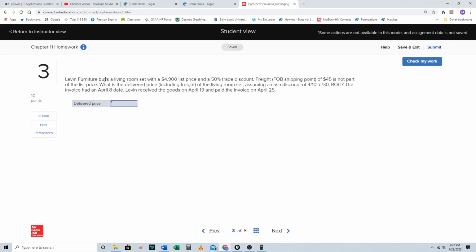11 Furniture buys a living room set with a $4,090 list price and a 50% chain discount. Freight on board shipping point, $45, is not part of the list price. What is the delivered price, including freight, of the living room set? Assuming cash discount 4/10, net 30, ROG. The invoice is dated April 8th. Let them receive the goods April 19th and pay the invoice on April 25th.